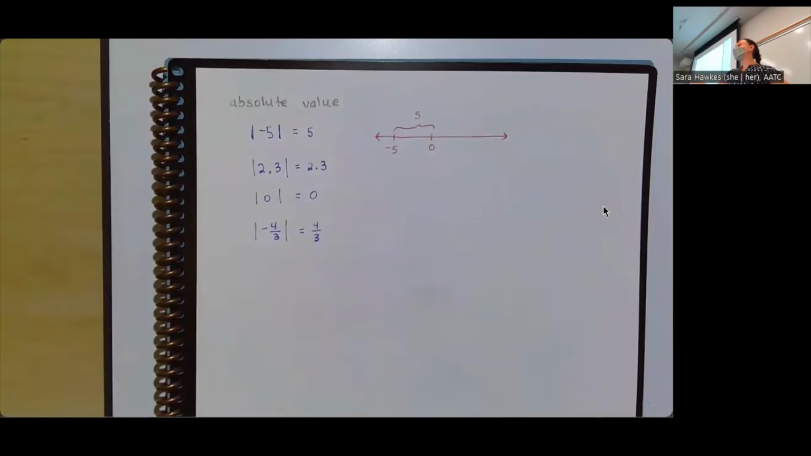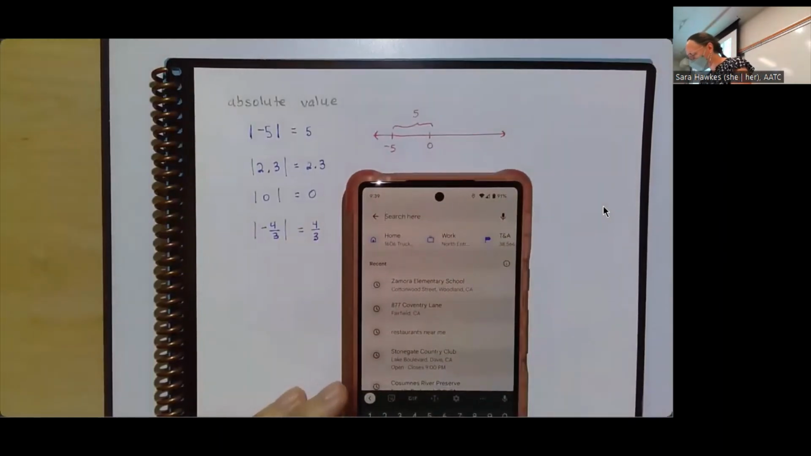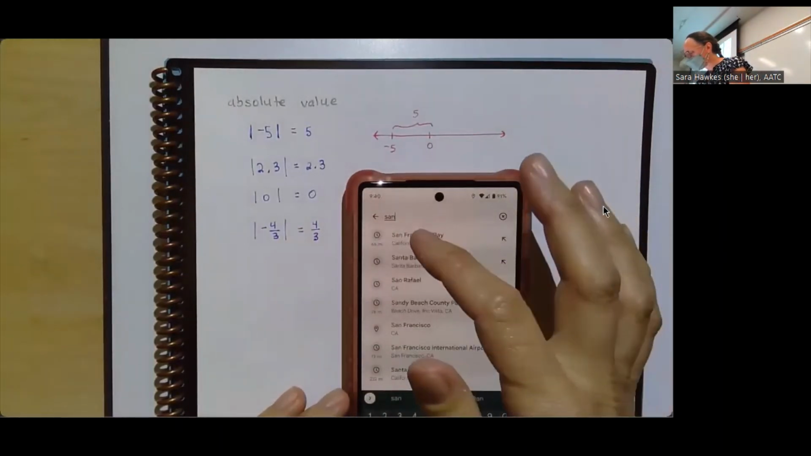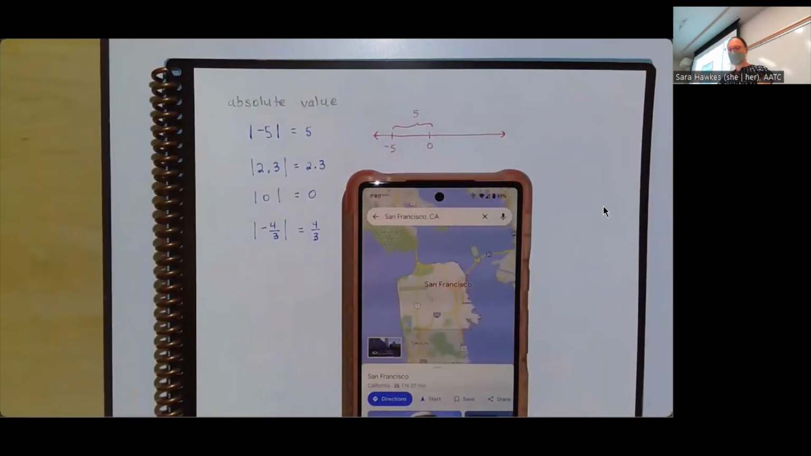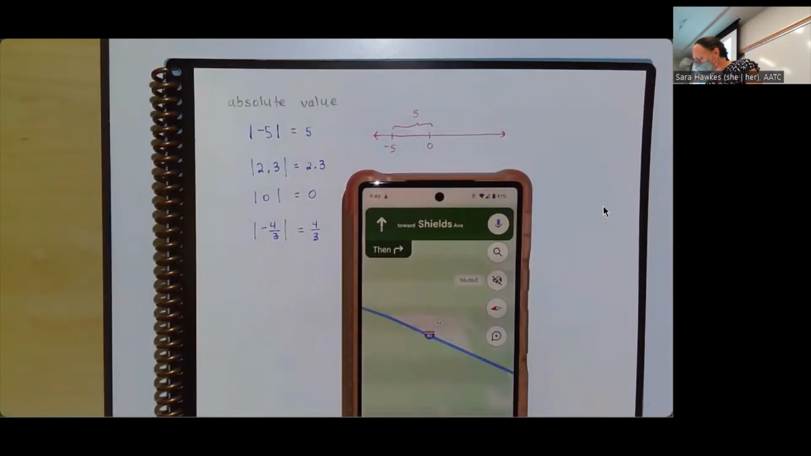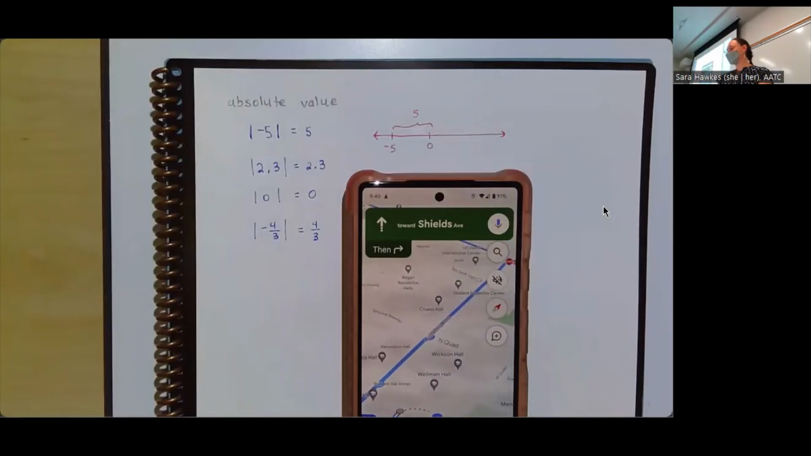So if I'm driving from Davis to San Francisco and I plug it into, oh wait, we can figure this out. We have the technology literally in our pockets to figure out how far San Francisco is. So I'm just going to throw this into Google really quick. I'm going to go to San Francisco. And Google's going to tell me that it's 74 miles away. That's the distance.